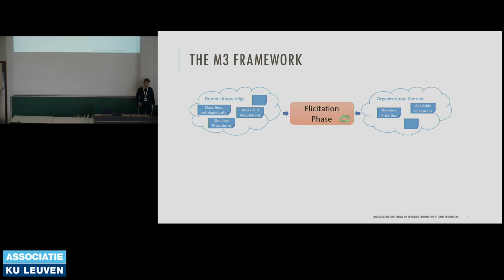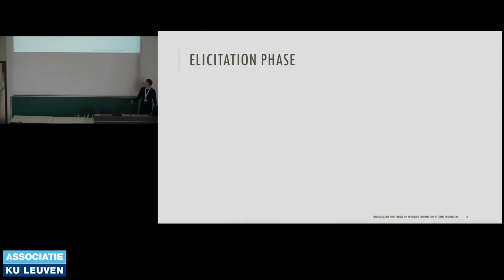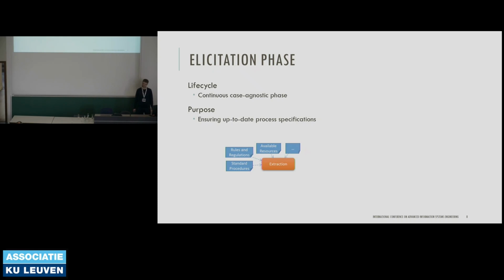To understand what it is, let's switch to a different slide, and let's go step by step. First of all, life cycle. We consider it a continuous case-agnostic phase, meaning that it is a phase that is carried out continuously in an organization, regardless of the incoming cases. The purpose here is to ensure up-to-date process specifications, and it has multiple steps. 1, extraction. This is what we refer to when we want to gather up all the available knowledge.